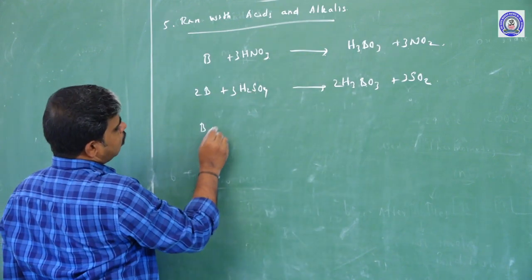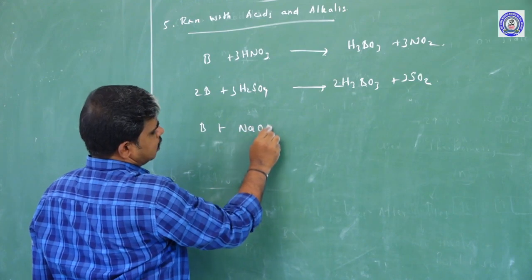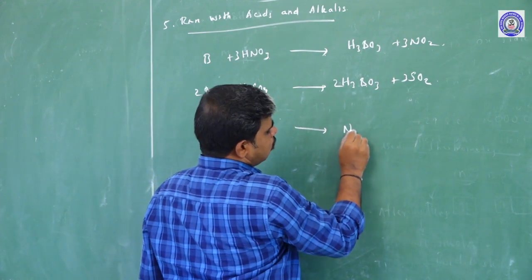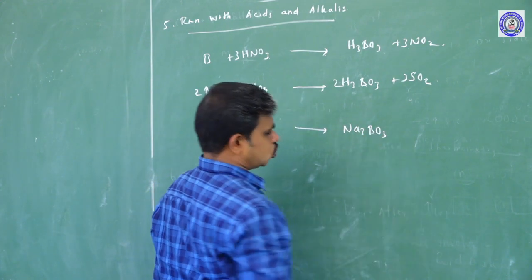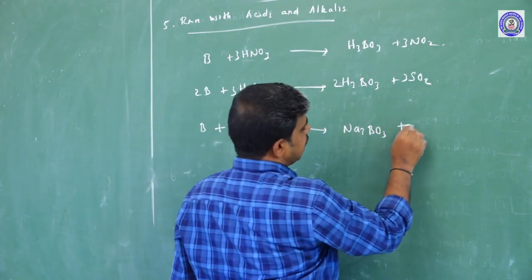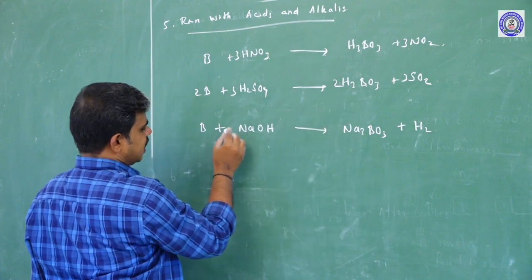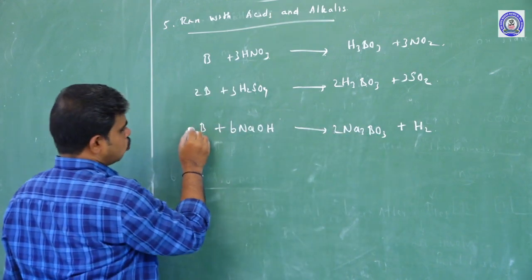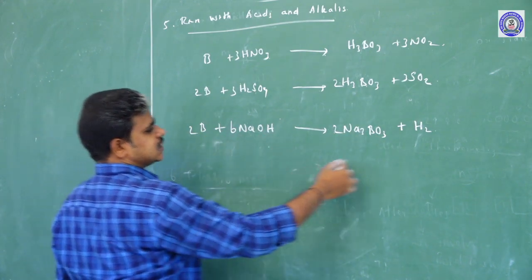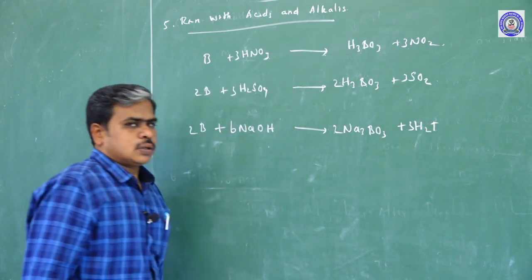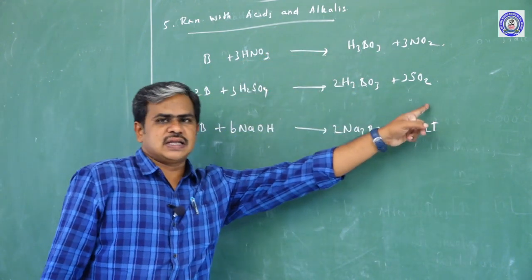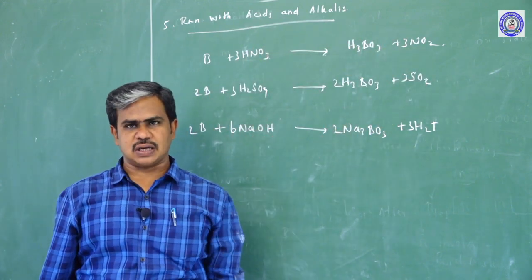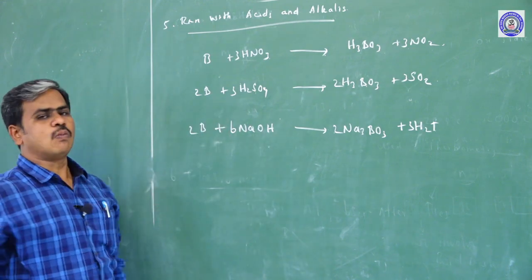Okay. Then when boron reacts with sodium hydroxide, which is an alkali, it gives sodium borate, Na3BO3, and liberates hydrogen. So it is 3 Na; if it is 3 it is not balanced, so it is 6, so it is 2. So 2 boron and 2 boron, and 6 hydrogen, so it is 3 hydrogen. So with sulfuric acid, sulfur dioxide is evolved; with nitric acid, nitrogen dioxide is evolved; with a base, hydrogen is evolved. So these are the properties of boron.